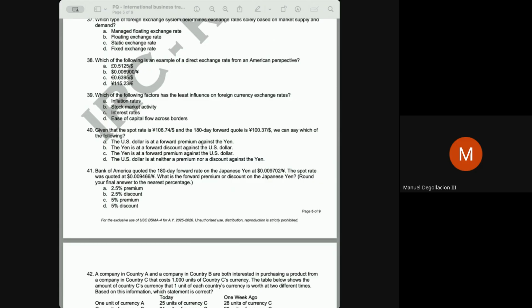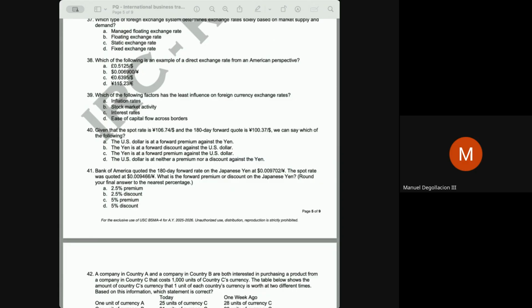Number 40, given that the spot rate is 106.74 and the 180-day forward quote is 100.37 per dollar, we can say which of the following. So basically, the spot rate is 106 for $1 and the forward quote is 100. So after 6 months, we expect the dollar to be equivalent to fewer yen. Today, $1 is equivalent to 106 yen.